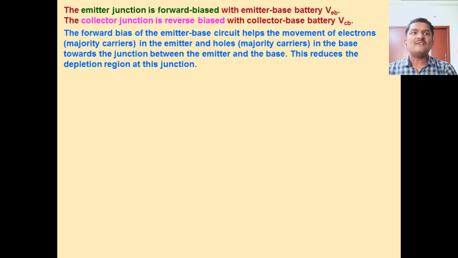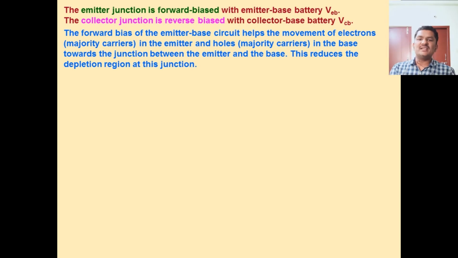In forward bias, the emitter-base circuit helps the movement of electrons, that is the majority charge carriers in the N-type semiconductor in the emitter, and pushes the majority charge carriers in the base towards the junction between the emitter and base. This reduces the depletion region at this junction.